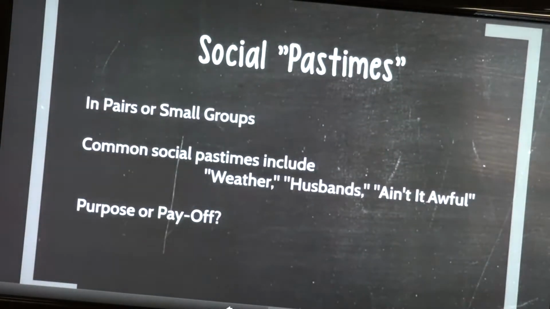And he made the distinction between these little rituals and maybe a little bit more elaborate forms that he called social pastimes. And this is oftentimes seen when you see people in pairs or in small groups, the cocktail parties and barbecues or at work or whatever. And so we basically have little extended versions of social rituals. There are tons of common ones.